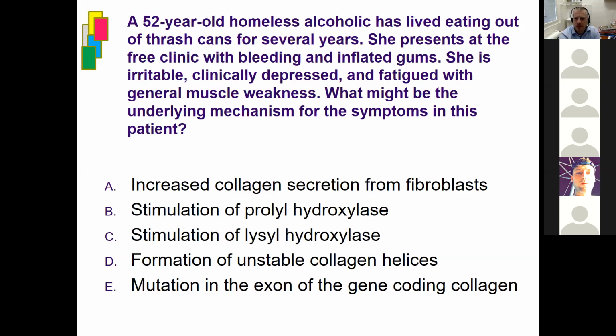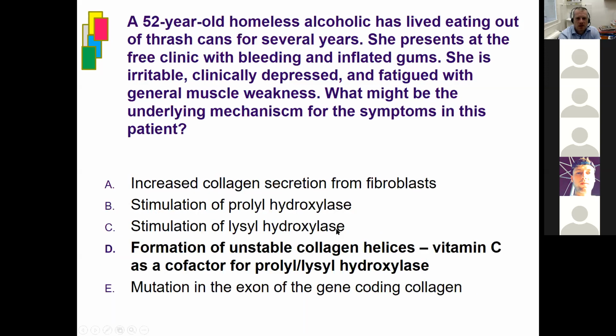That's great. I will share the results with you. So you should see that most students picked D, and it's indeed correct, because that's what happens in individuals suffering from insufficient supply or resorption of vitamin C.